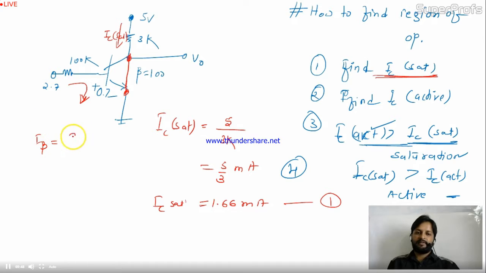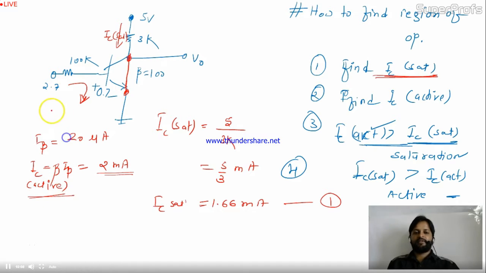When you apply KVL in the input, you will get IB. We have done this part. We got 20 microampere. Now we multiplied this by beta, so we got IC. IC is beta IB, so here we are getting 2 milliampere. So this is your IC active. When you apply KVL into the input and find IC, that current is the active current. If you find the current by applying KVL in the output loop, you are getting IC saturation, by keeping obviously VCE equal to 0.